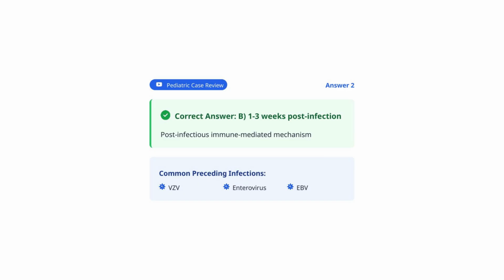Acute cerebellar ataxia typically occurs 1 to 3 weeks following a viral infection. This suggests an immune-mediated pathophysiology rather than direct viral invasion. Common preceding infections include varicella-zoster virus, enteroviruses, Epstein-Barr virus, and influenza. This post-infectious timing is important for diagnosis and distinguishing from direct central nervous system infections.